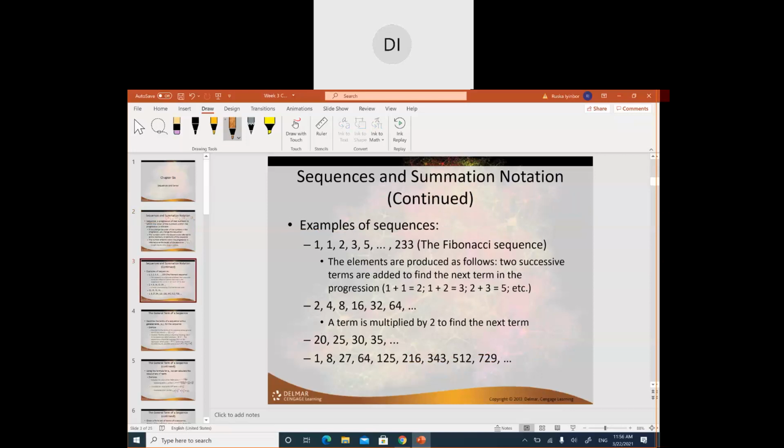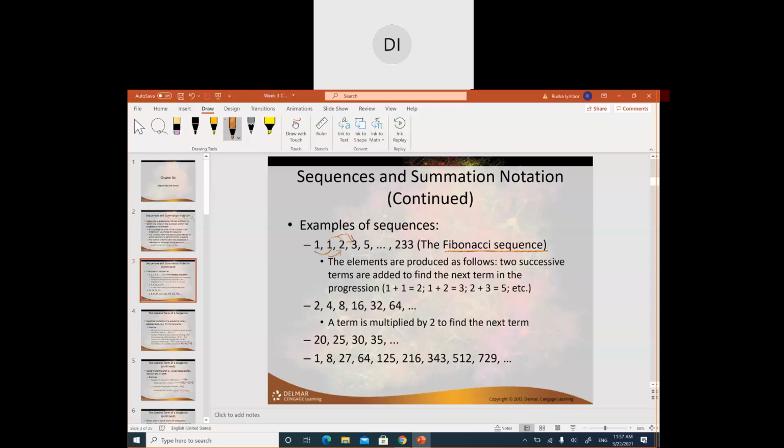So here you have examples. The first sequence given is the Fibonacci sequence, and this is how it looks: 1, 1, 2, 3, 5, and so on till 233. They give you that number. So this is how you generate this sequence. Okay, you start with 1, and then you have 1, and then you add these 2 terms to get the third one, then you add the next 2 to get the next one. So every term is the sum of the previous 2 terms. Make sense? So that's how the Fibonacci sequence looks.